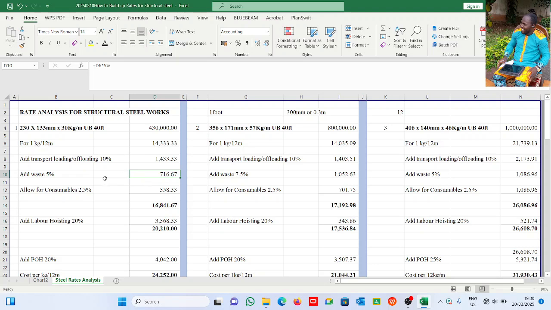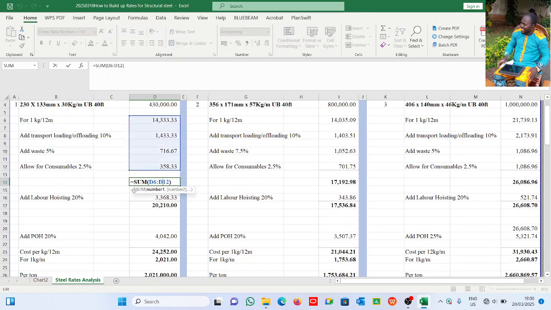With very good bolting, we'll say we allow 5%. Now of course we'll allow for consumables. There are times you will need electrodes, which are basically used for welding. At times you need to weld some sections, at times you need to bolt some sections. So allow for consumables, say 2.5%. If I sum them up, I have 16,841.67 kobo.